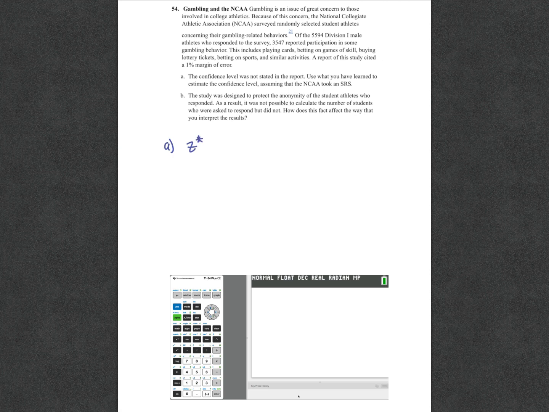times, and first off, we want to find the confidence level. The confidence level is just associated with z star. So the first thing is to find z star, and then once we find z star, we'll see how we can use that to find what the confidence level is. Z star is unknown because the confidence level is unknown, so this is really what we're going to be solving for.